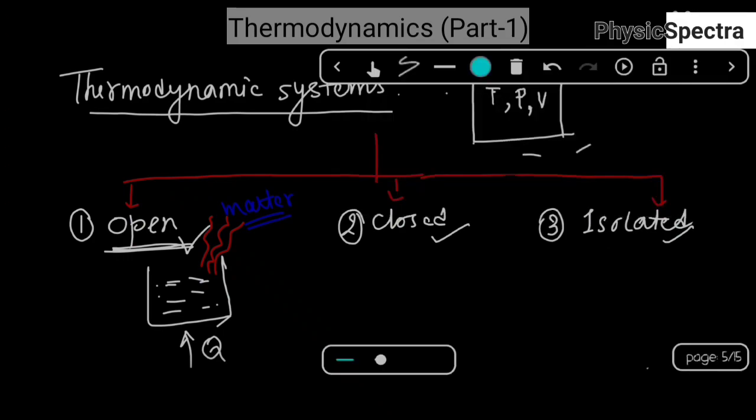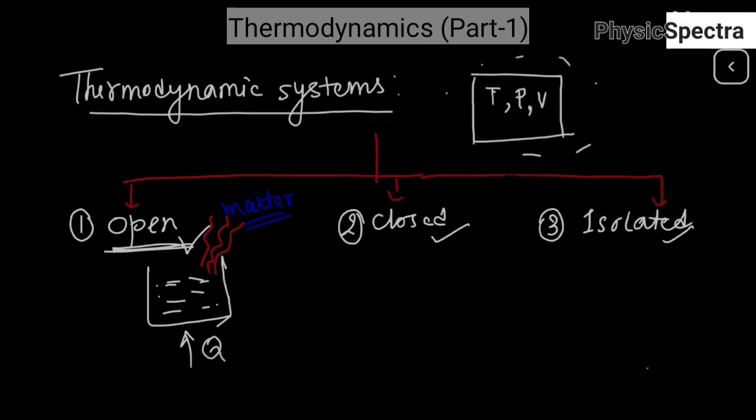And there will be some transference of heat, isn't it? There will be some transference of heat from this system to the surrounding. Okay, so the system in which both matter and heat or energy, you can say, are transferred, are shared with the surrounding is called an open system. Clear? I think this is clear.